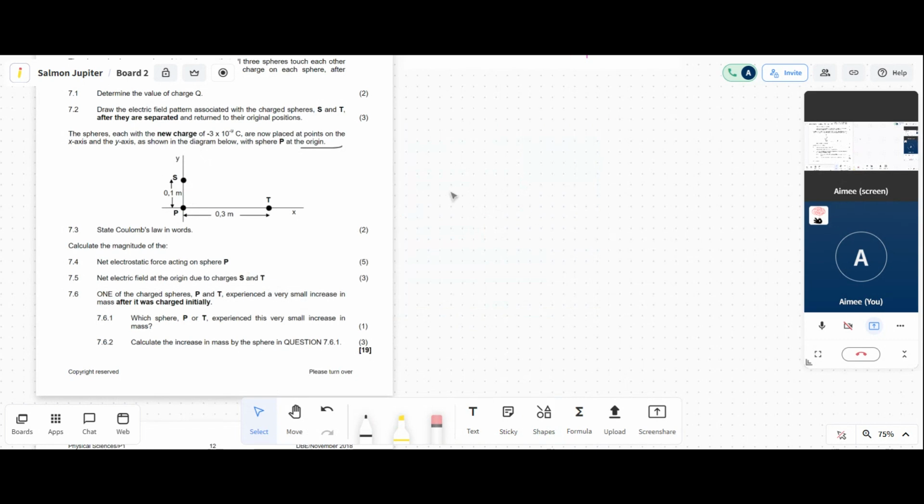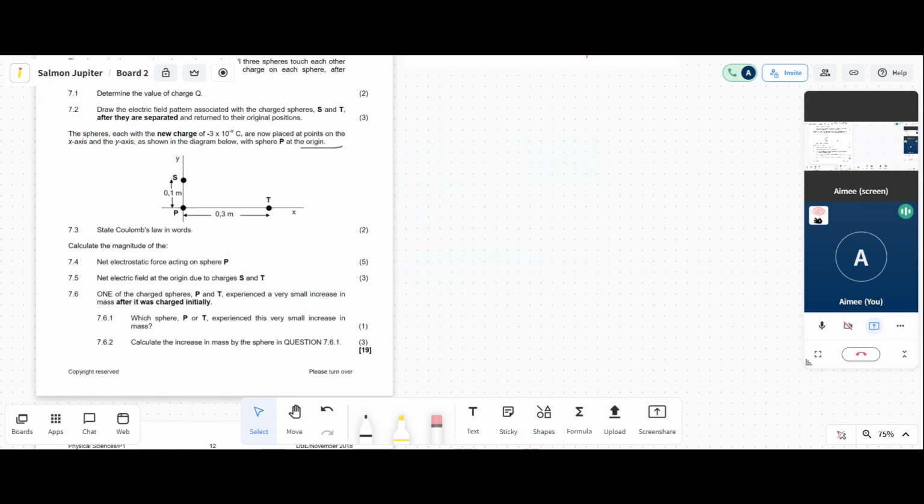Okay. So the first question says, state Coulomb's law in words. Okay. So Coulomb's law says that the magnitude of the electrostatic force exerted by one point charge on another point charge is directly proportional to the product of the magnitudes of the charges and inversely proportional to the square of the distance between them. One more time.